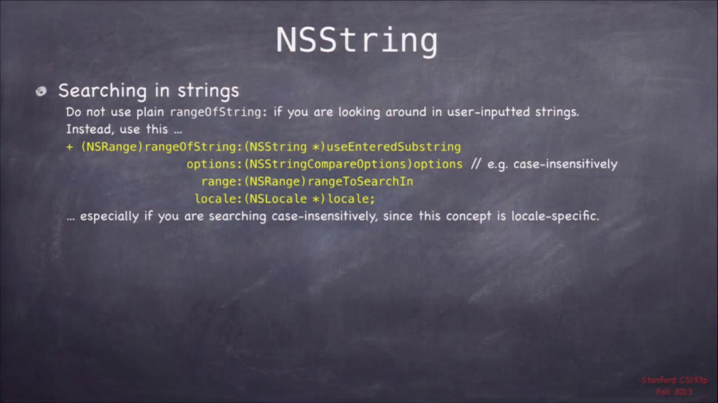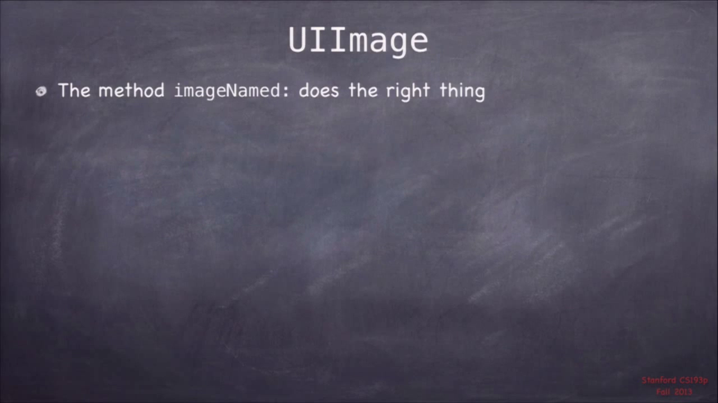Strings, an interesting thing: if you're searching in a string, especially if you're searching case insensitively to try and find a word in a string, you don't want to use the plain rangeOfString method. You want to use this rangeOfString:options:range:locale: method, and pass the current locale. This is especially true with case insensitivity and when diacritics are involved, because different languages treat the diacritics differently, and case sensitivity is different in different languages. So you would definitely want to use this method for that.